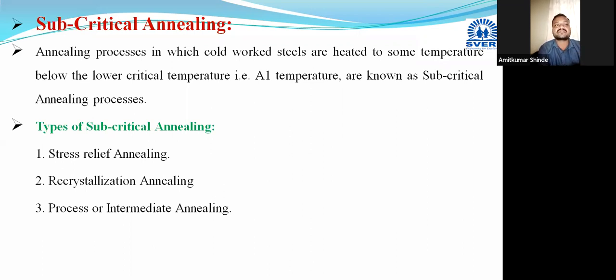Just internal stresses are relieved. This is termed as stress relief annealing, and this is conducted below recrystallization temperature. For steel generally, below 600 degrees Celsius, and the commonly used temperature is 500 to 550 degrees Celsius, and a holding time of 1 to 2 hours is provided.